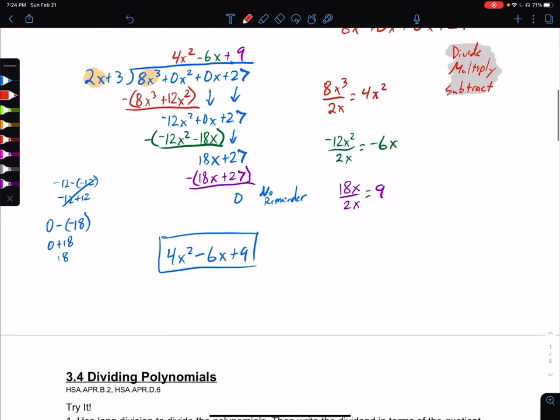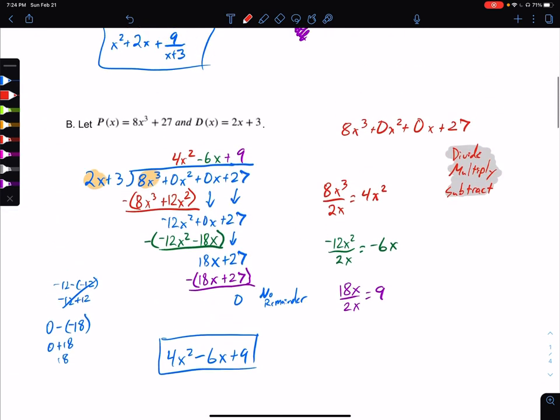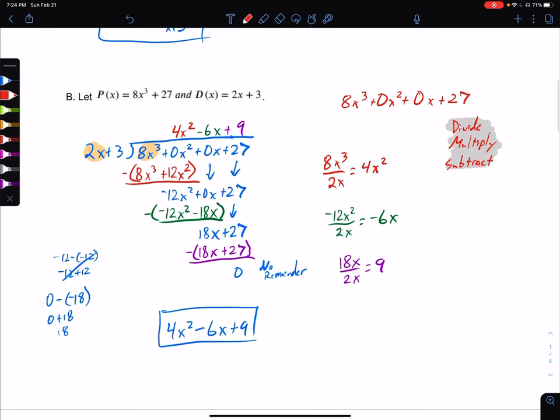Practice a couple of these problems. You have the try it problems, and you should be in good shape. These are really learned by practice. Once you get this process down, you should be in pretty good shape with them. Don't get discouraged, just work at it and you'll learn it.